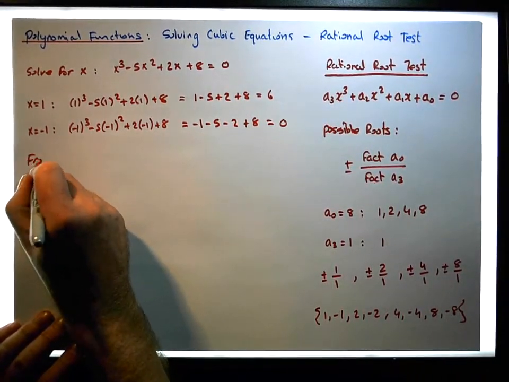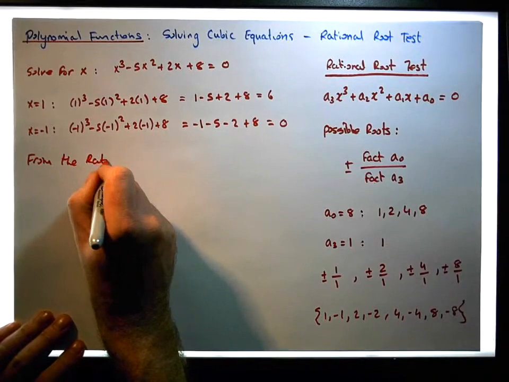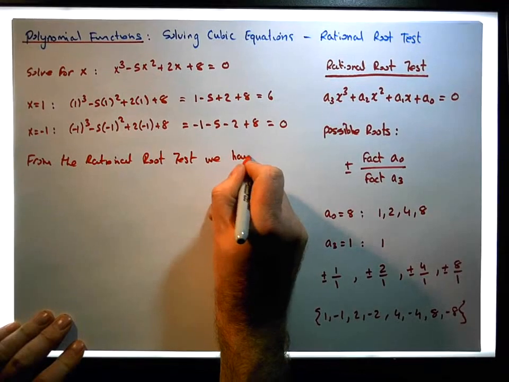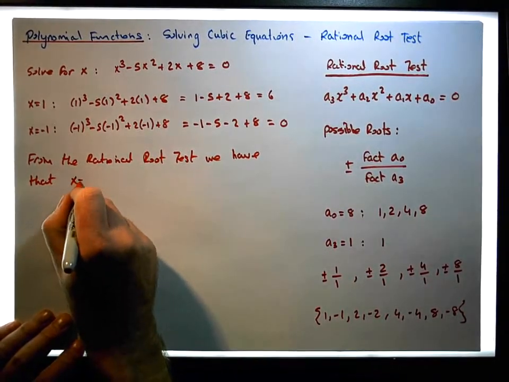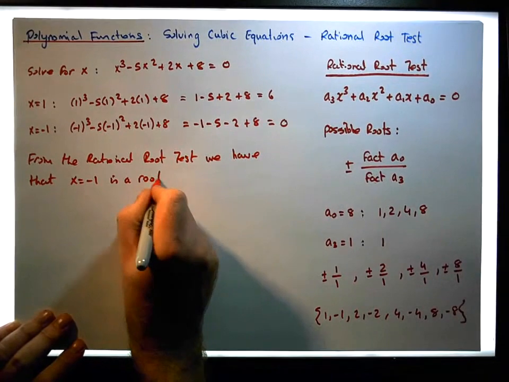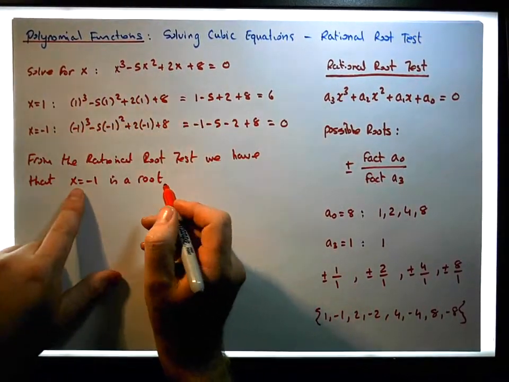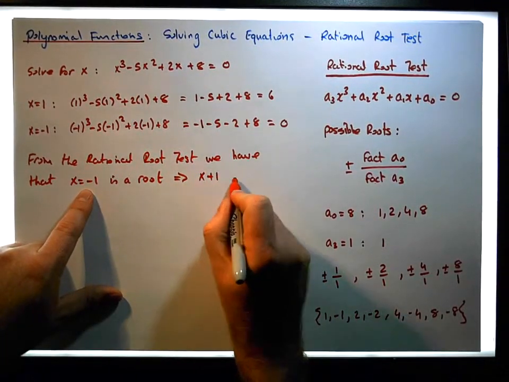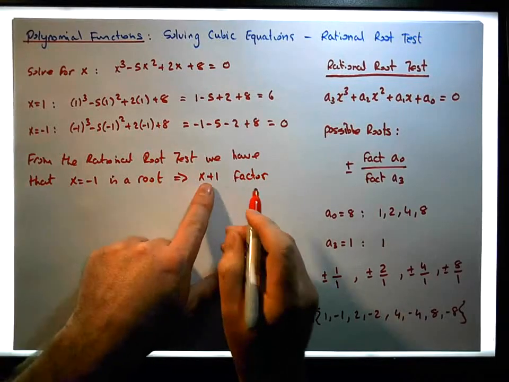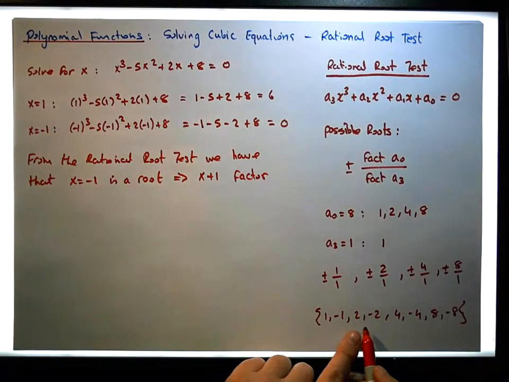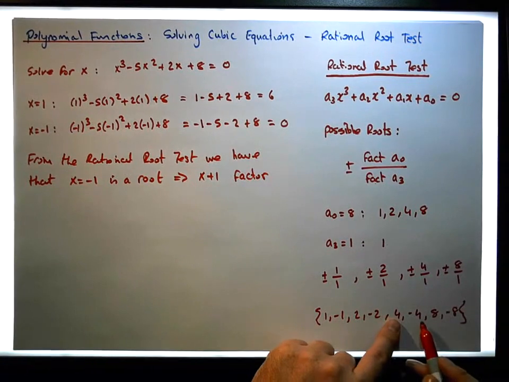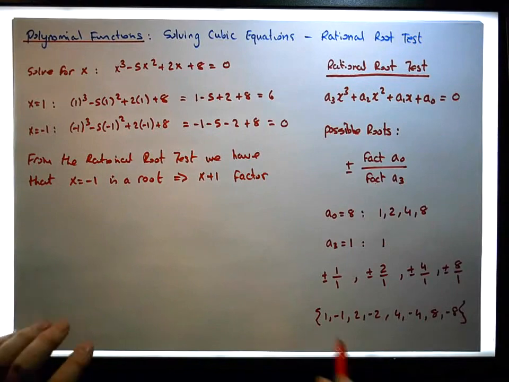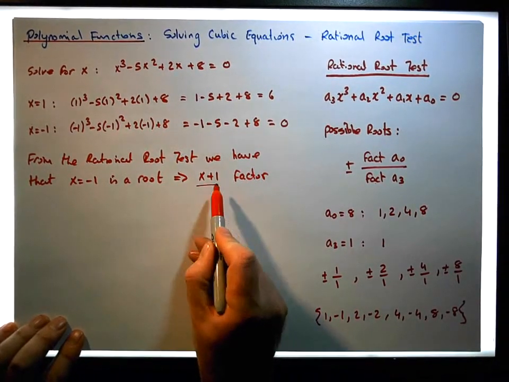So from the rational root test, we have that x equals minus 1 is a root of this polynomial. That means that x plus 1 is a factor, so we know that this will divide into this polynomial. We could continue on and test 2, minus 2, 4, minus 4, 8, minus 8, and they would hopefully give us the other possible roots, but what we're going to do now is actually do this division. We're going to divide this factor into this polynomial.